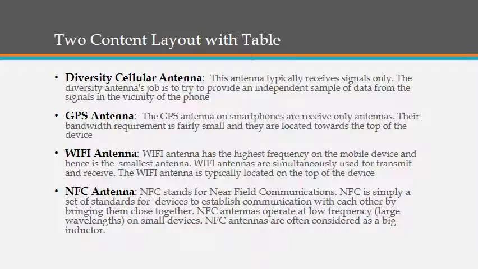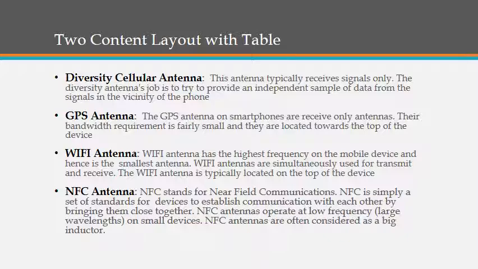The mobile phone's receiver will then choose the receive signal with the most energy or combine diversity in order to sum the powers from the two receiving cellular antennas. GPS and Wi-Fi antennas are on just about every cell phone these days. GPS antennas on smartphones are receive-only antennas. The bandwidth requirement is fairly small and they are located towards the top of the device.